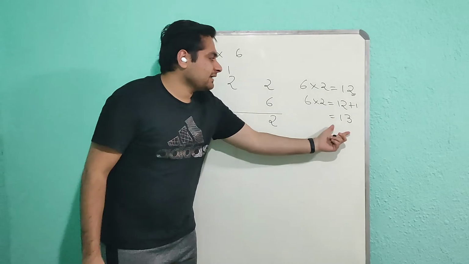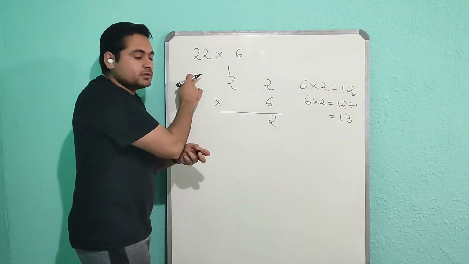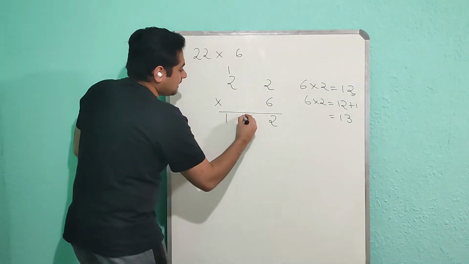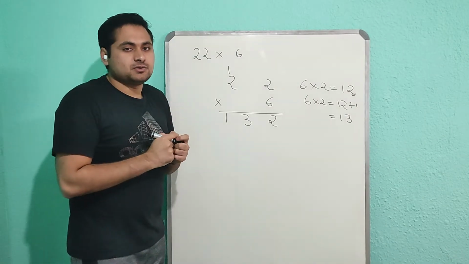Now we got a 13. As I said, we have to carry over. But in this case, there is no neighbor of 2. So if there is no neighbor of 2, you write the 13 as it is. So you simply come and write 13. So therefore your final answer is 132.